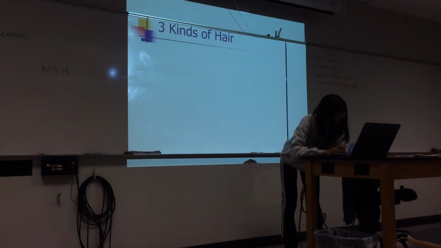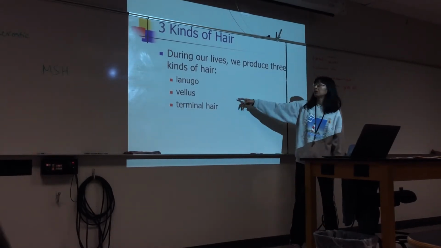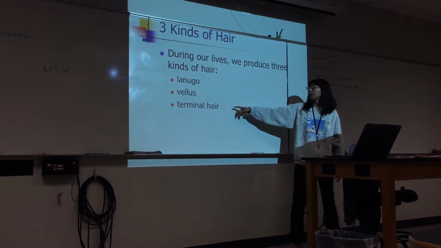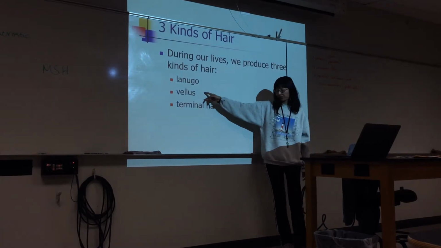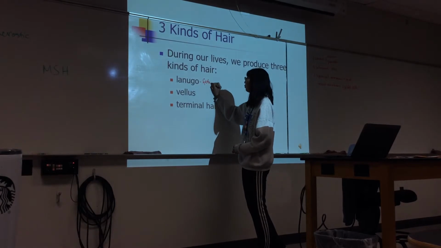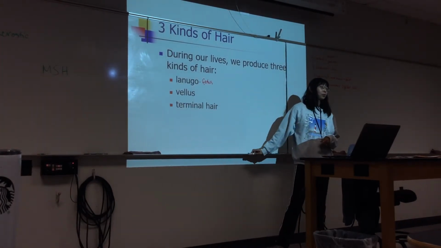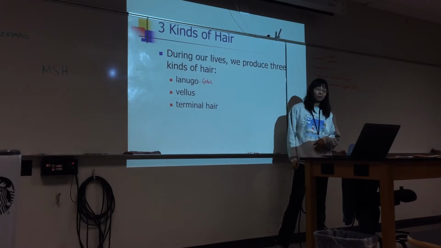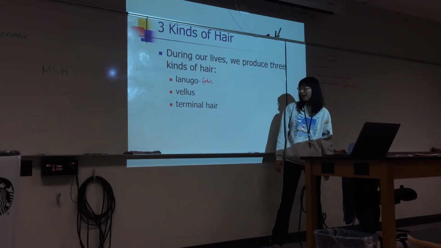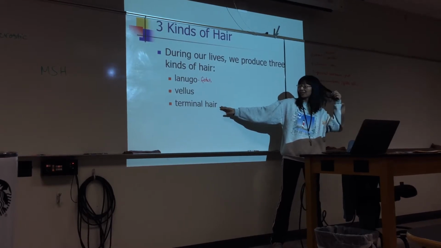Okay. Throughout your life, you have how many kinds of hair? Three. Lanugo was in utero, or fetus. So you don't have this anymore, but you did when you were a fetus. Lanugo is what we all had when we were in mom's womb. Okay. Now we have terminal hair, that's this thing.